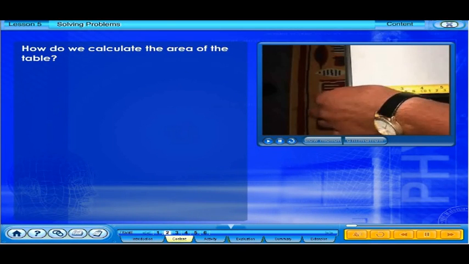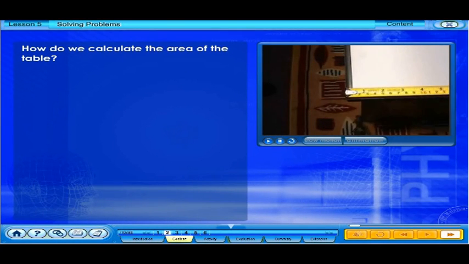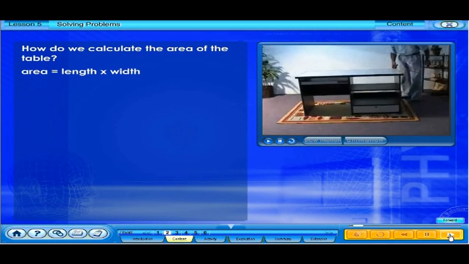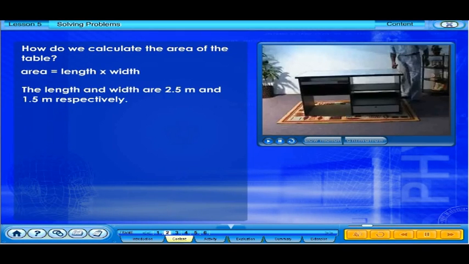How do we calculate the area of the table? Area equals length times width. The length and width are 2.5 meters and 1.5 meters respectively. What is the area of the table? Area equals 2.5 meters times 1.5 meters. Area equals 3.75 meters squared.